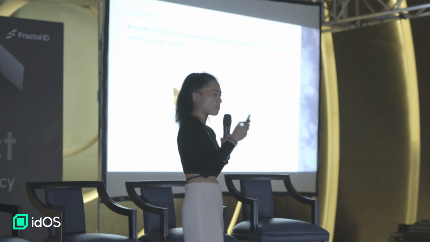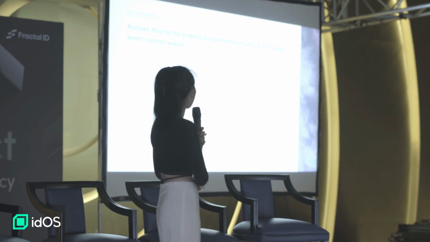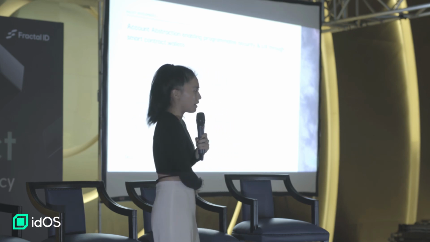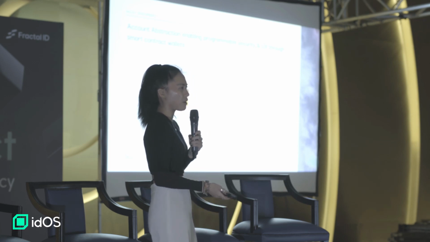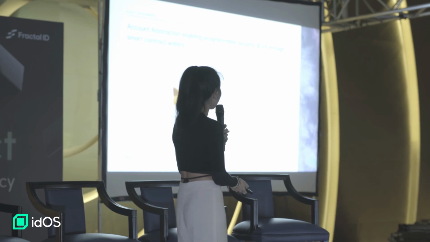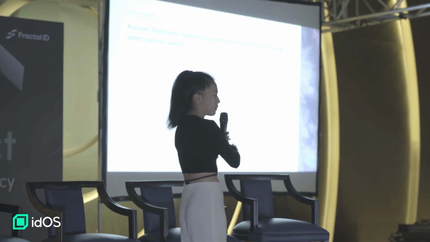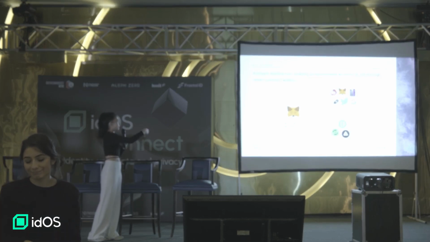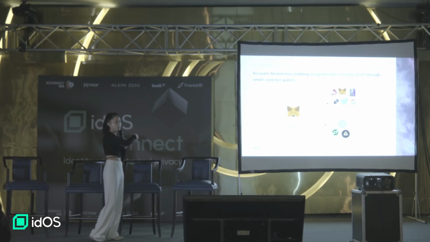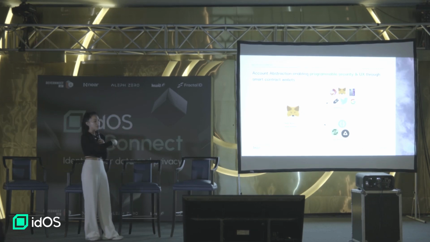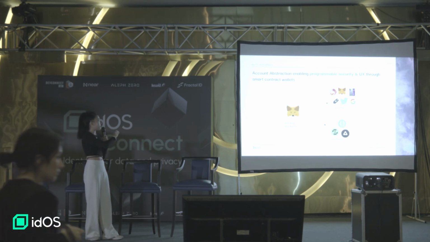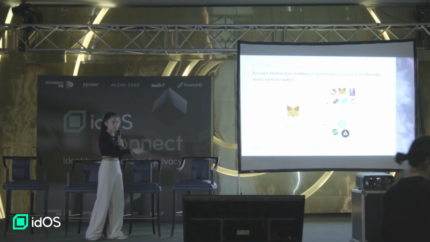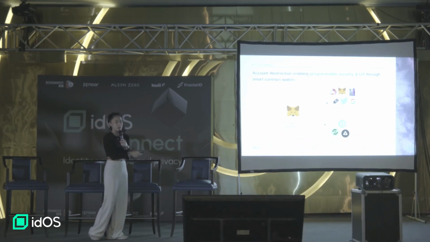Account abstraction, you've probably heard of this term if you've been around DevConnect. It's essentially enabling programmable security and UX through smart contract wallets. So far, your keys and your assets have been managed in EOAs, which is one and the same thing. Account abstraction splits this into two layers, where you can bring your own keys, whether that's your Web2 login, your passkey on your phone, or your EOA. And this is managed separately from your assets, and your assets are stored in smart contract wallets.